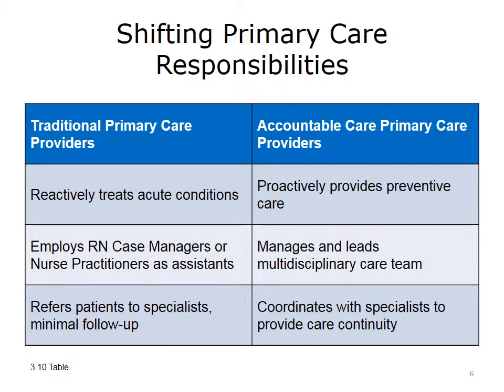In traditional primary care, patients are often referred to specialists, and there's minimal follow-up. A primary care physician may or may not know what happened after you were referred to a pulmonologist or an allergist. In the accountable care provider system, there is a coordination with specialists and follow-up to provide better continuity of care, as the primary care physician will feel more responsibility for care that is received outside of their domain.